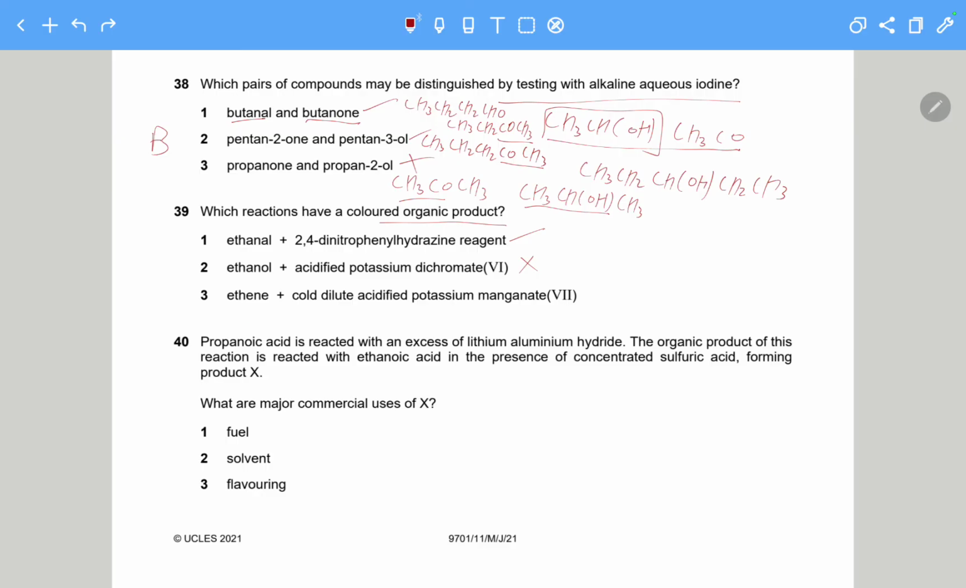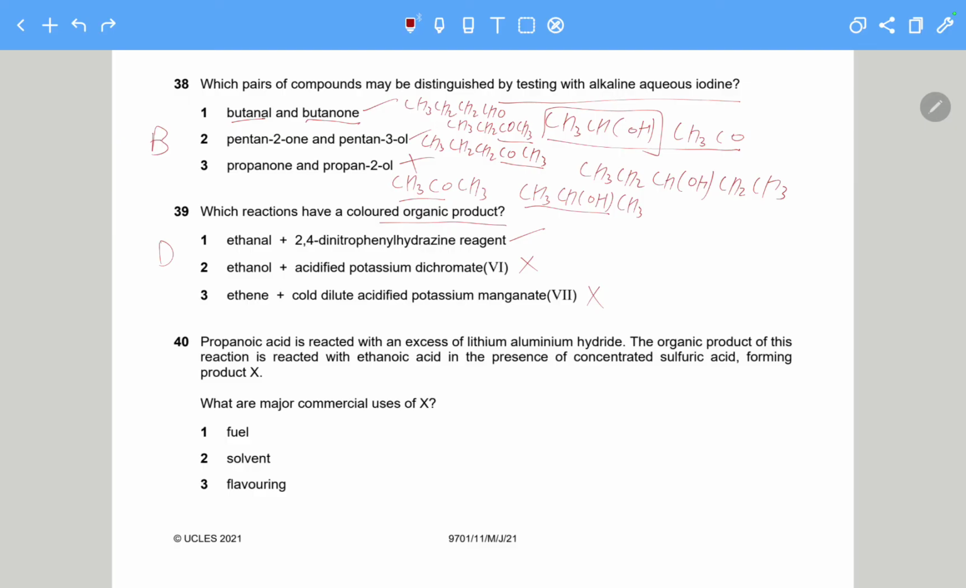And ethene plus cold dilute acidified potassium manganate. Again, this is because the oxidation state of manganese changes. We'll see a color change from purple to colorless, but not because a colored organic product is formed. So again, this is wrong. Answer is D. Last question.